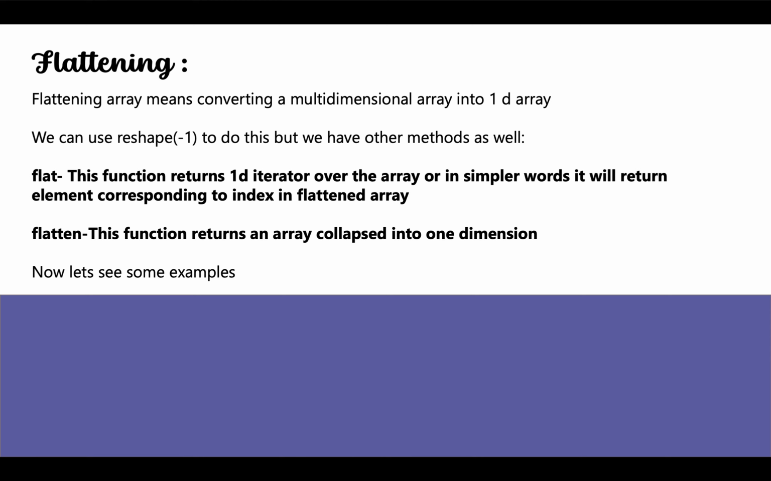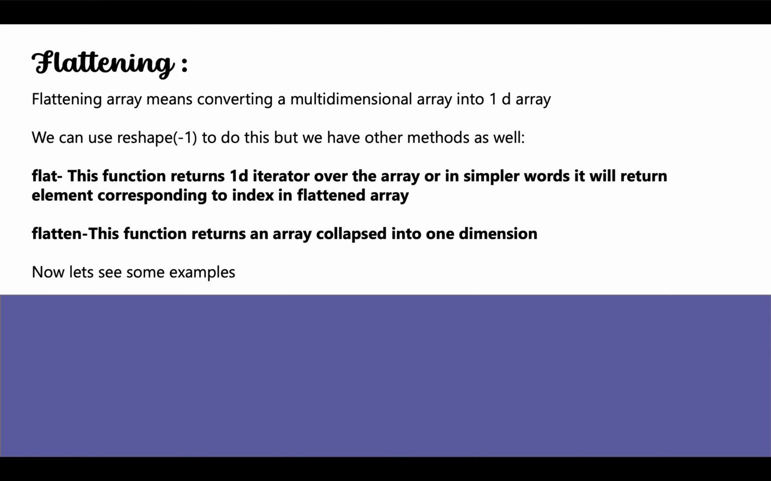So our first question is, what is flattening? Flattening an array means converting a multidimensional array into a 1D array. As earlier discussed, we can use the reshape method by passing -1 as a parameter to flatten an array, but we have other methods as well.